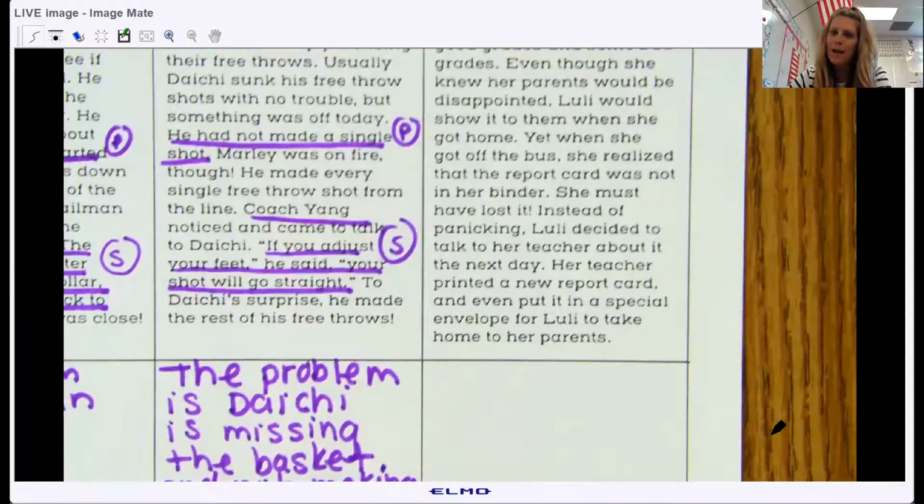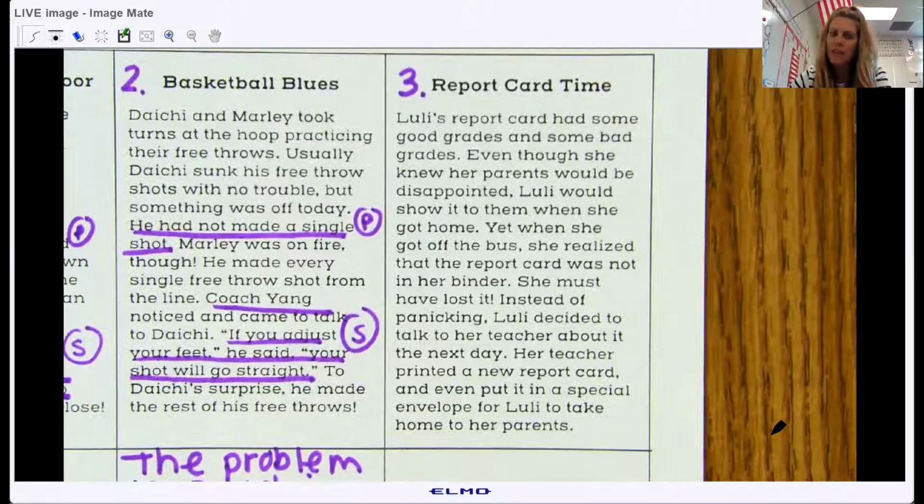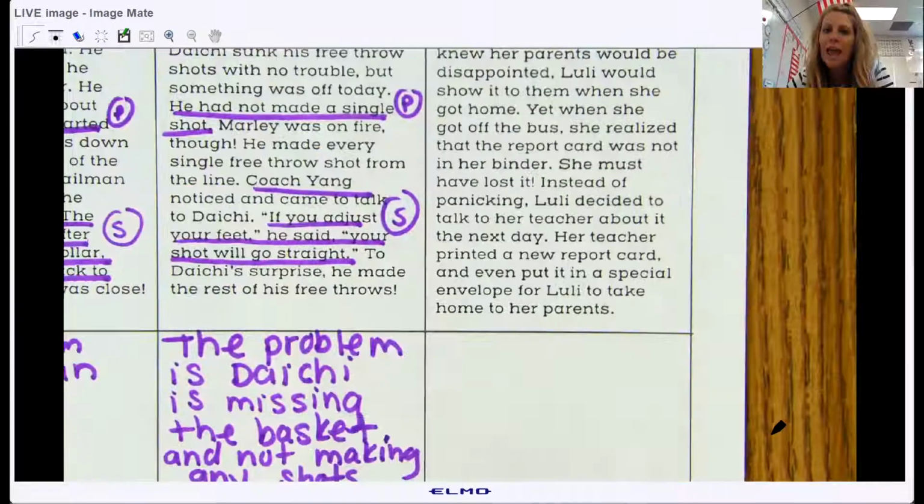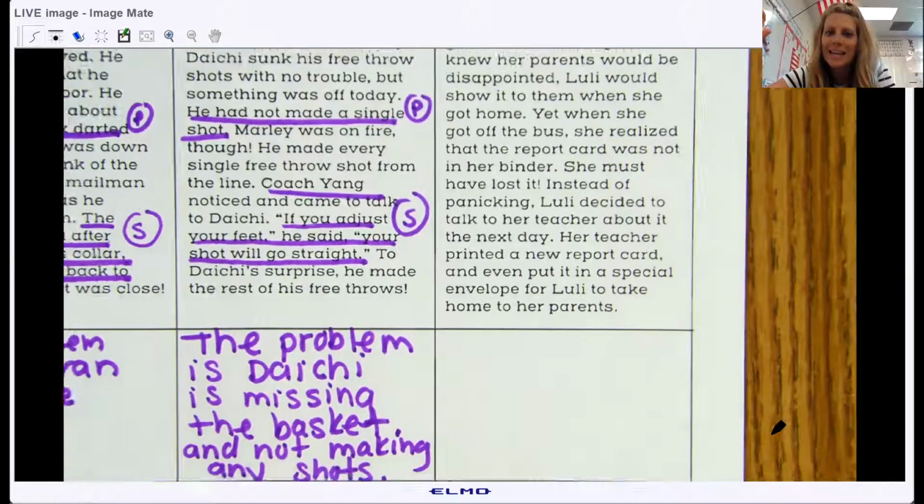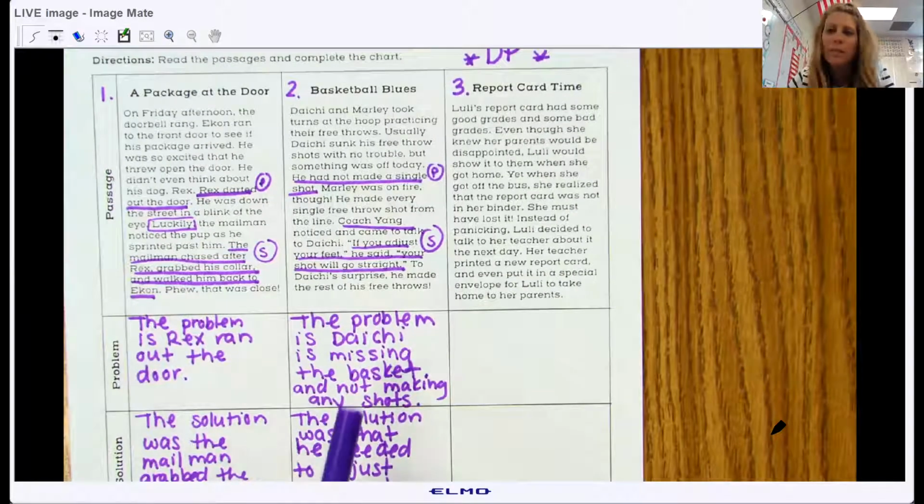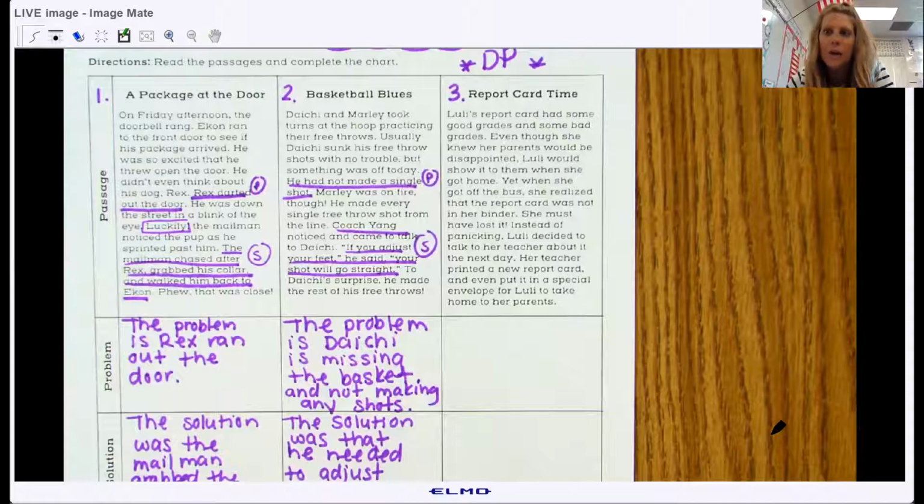So my problem and solution experts, box number 3, report card time. You are reading the passage, you are coming up with the problem, you are coming up with the solution, and you are posting that in the discussion post for today, okay? Capital letters, complete sentences, punctuation marks, all that good stuff.